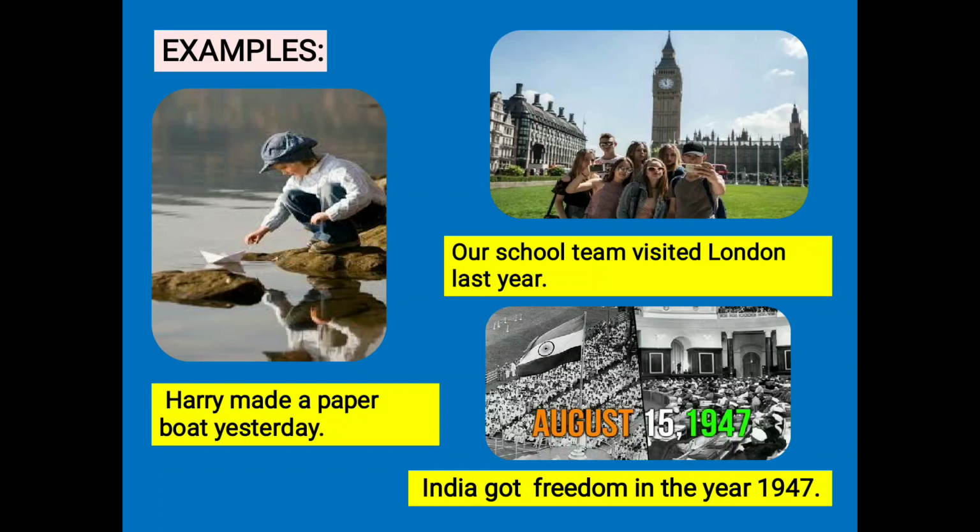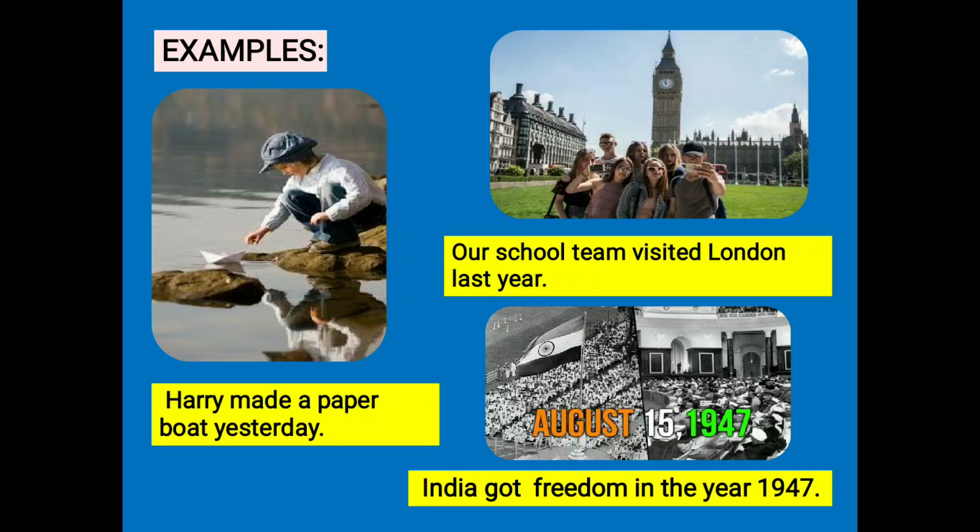Yes, see the second picture. There is a group of children, young teenage boys and girls, and it's the school team that visited London last year. So the sentence is like this: our school team visited London last year. Now last year is the time expression and it shows that it is a bygone time, a time in the past. So this action of visiting is already complete in the past, and that's why we use the second form of the verb visit in order to describe this situation. Our school team visited London last year. Visited is the second form, or the past form, of the verb visit.